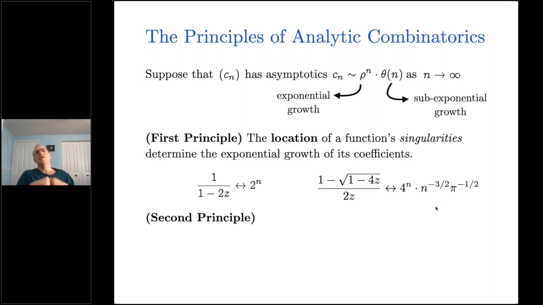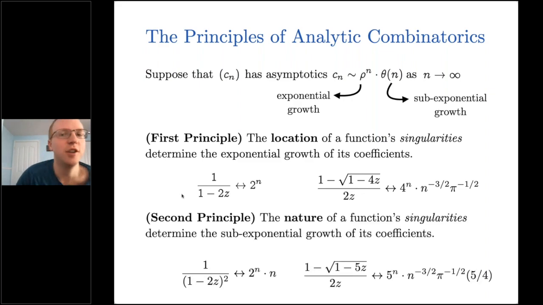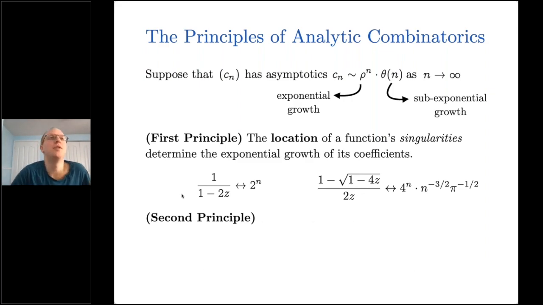So a singularity, you can really think of as a point where something goes wrong for your function. One of the most obvious cases is if you're dividing by 0. So for instance, here, in the function 1 over 1 minus 2z, when z is equal to a half, something goes wrong because you're dividing by 0. And the coefficients here are 2 to the n, as we saw.